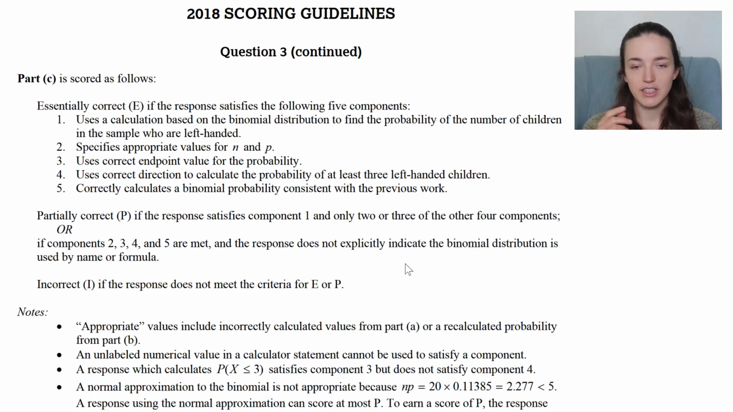So check. 4, uses correct direction to calculate the probability. Okay, I didn't do binom CDF 3 because it was supposed to be greater than 3, and binom CDF 3 would have been less than 3. So how to use binom CDF basically. And then 5, correctly calculates it. Okay, so they broke down the calculation into 5 steps. You have to get all 5 steps to get essentially correct.